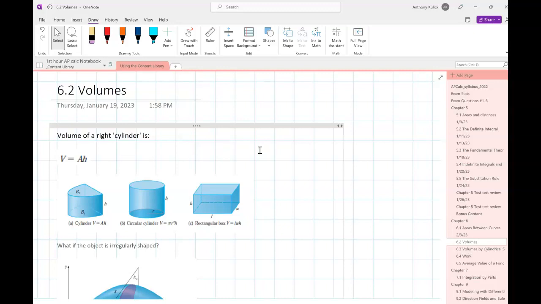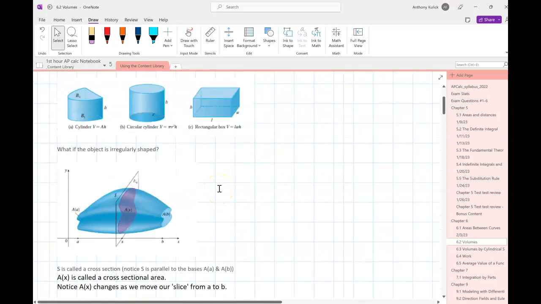Just as a little geometry review, if we have any right three-dimensional shape, the formula for the volume is basically the area of the base times the height, right? Whether that is an irregularly shaped base, like this weird semicircle base, or a cylinder where the base is a circle, or a prism where the base is a polygon, it's just area of the base times the height.